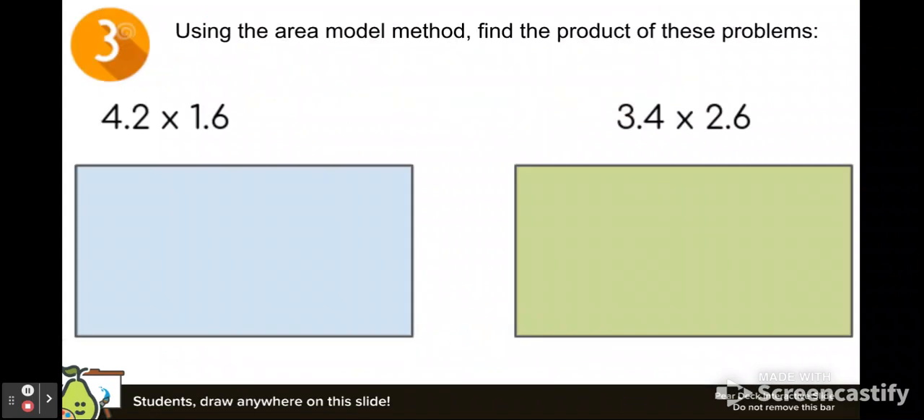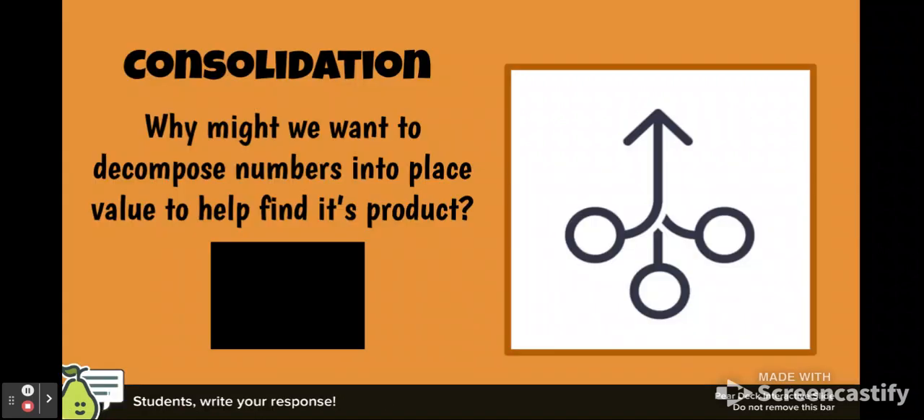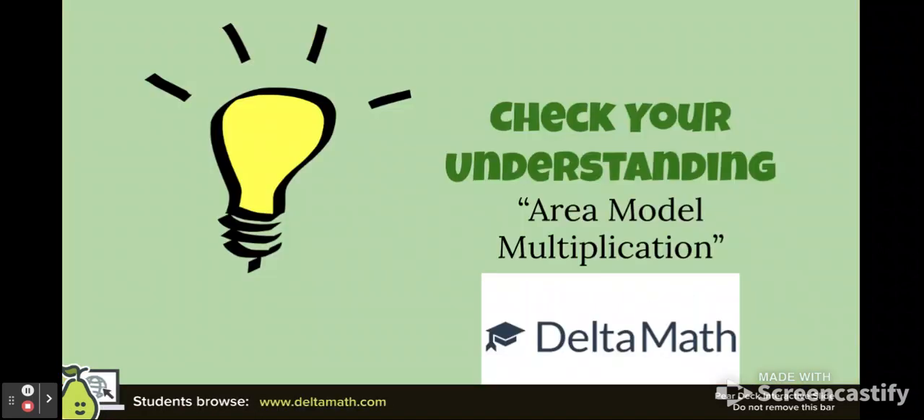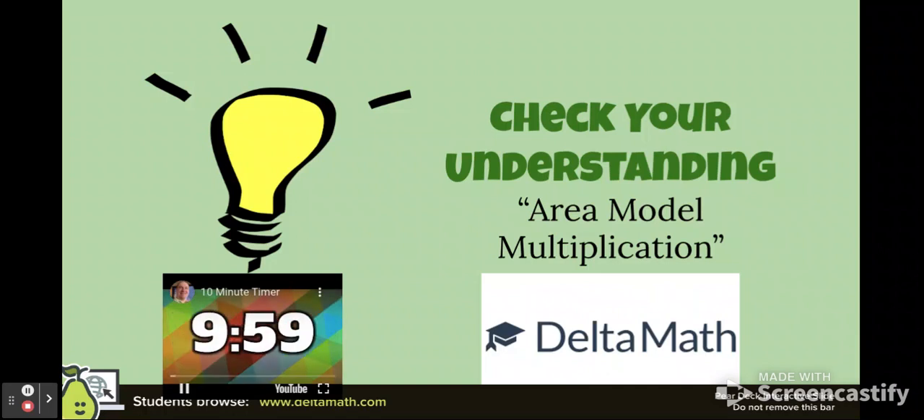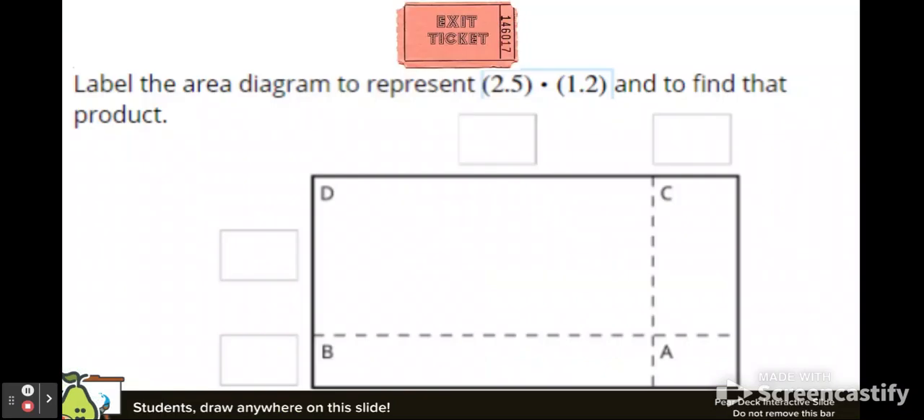On slide 3, even less help. You just now have a big rectangle. You have to break it into the 4 individual parts and break the numbers into place values to multiply and then add together. You're going to go through all of that. If you finish all of those, you're going to start working on Delta Math. If you are done with Delta Math, the last thing you're going to do is this exit ticket.